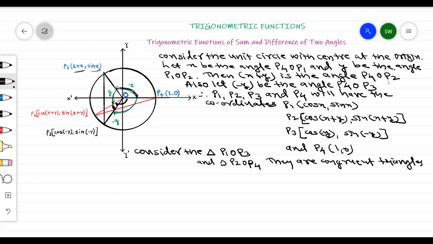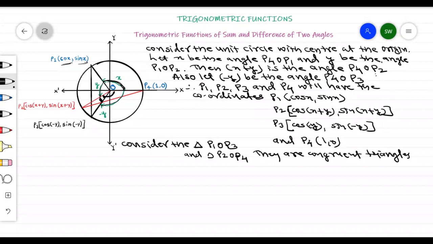So now let us find out. Therefore, side P1P3 and side P2P4, using CPCT, are equal. Now let us find out what is P1P3 and then find out P2P4.